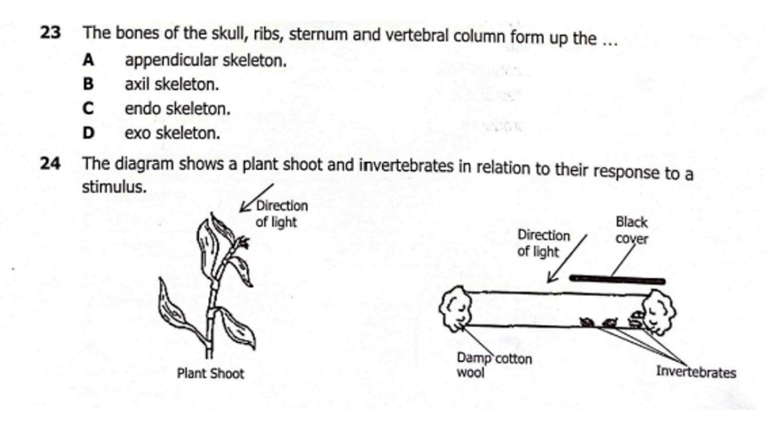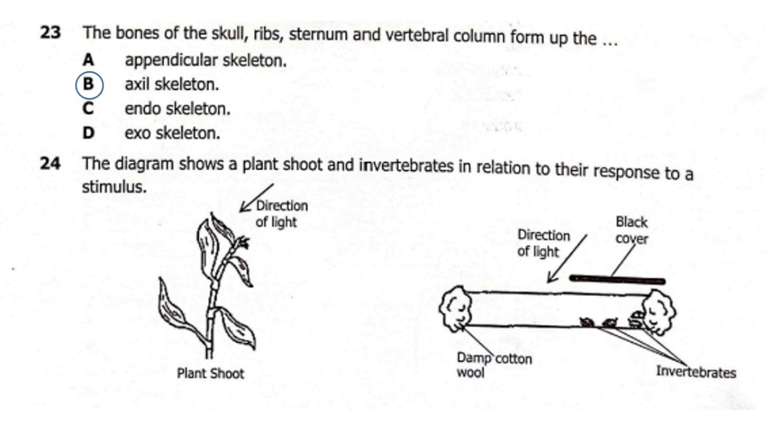Question 23. The bones of the skull, ribs, sternum, and vertebral column form up the dash. A. Appendicular skeleton. B. Exoskeleton. C. Endoskeleton. D. Exoskeleton. The correct answer here is B. Exoskeleton.